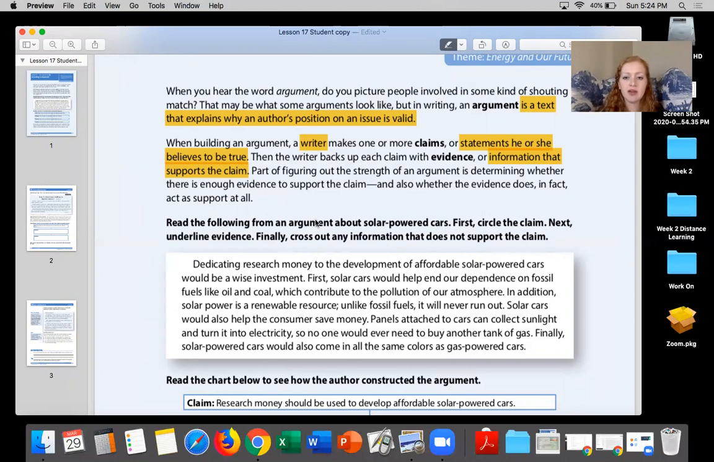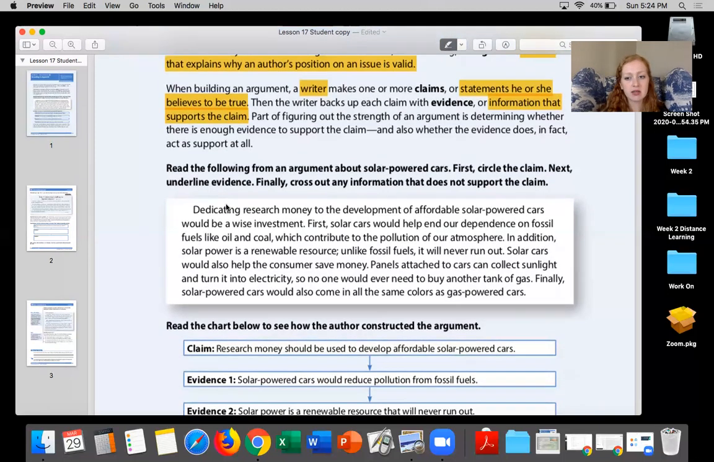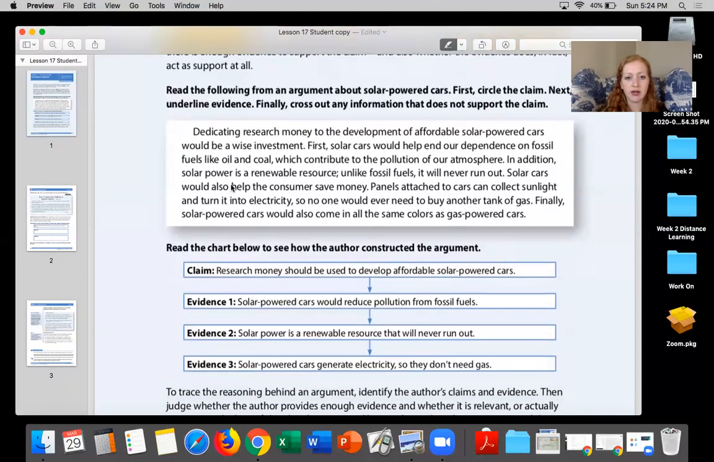Okay, so we've got to figure out if the argument has enough evidence and if the evidence really is evidence. Does it support what it's talking about? Okay, let's go ahead and go on to this little paragraph.